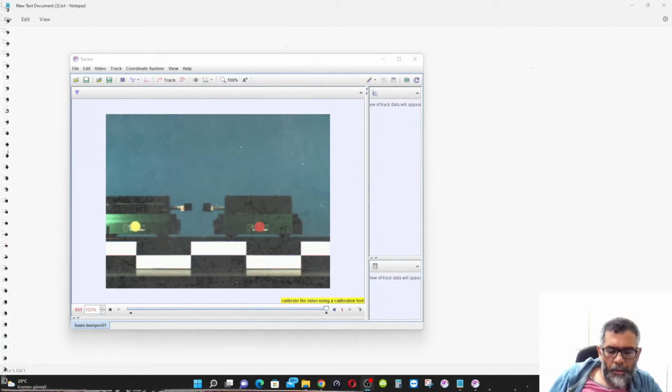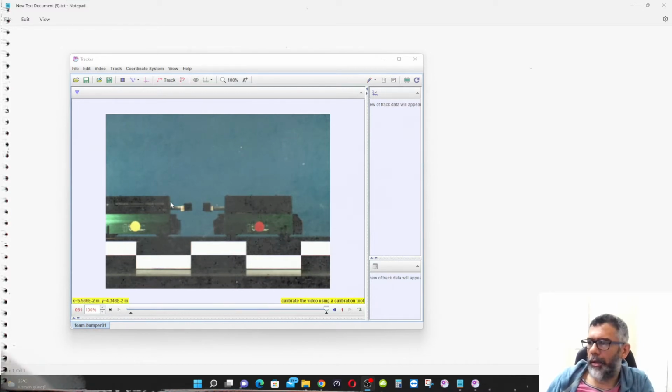Okay, in this video, I will analyze the force modeling of a real collision, what you see over here in this video. We have two experimental cards. One is yellow labeled, another is red labeled.